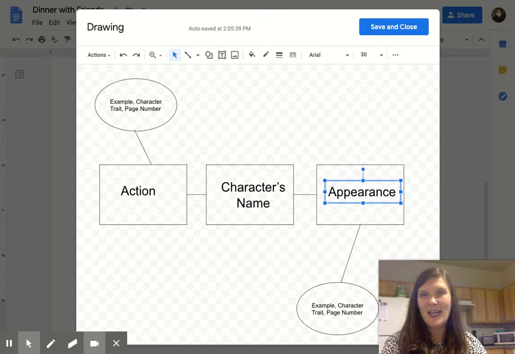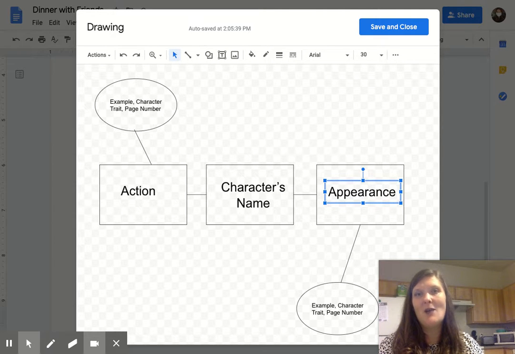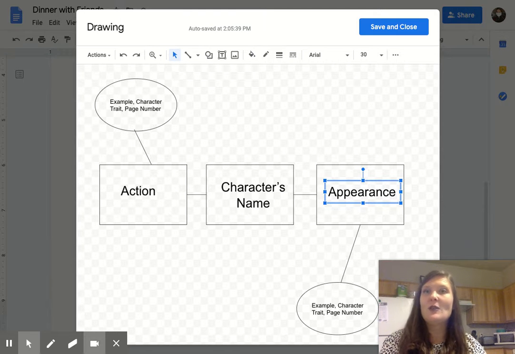Hey there, first grade. You guys are starting now to work on the skill of character. And so I wanted to show you the visual tool for character. So the next few weeks, I'm going to come on here and show you guys how to do the visual tool. And we're going to talk about what the character looks like and what the character does.